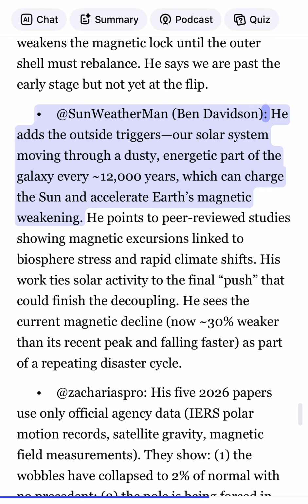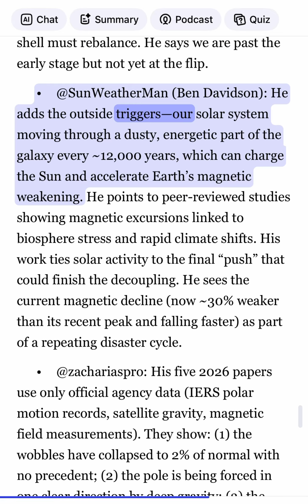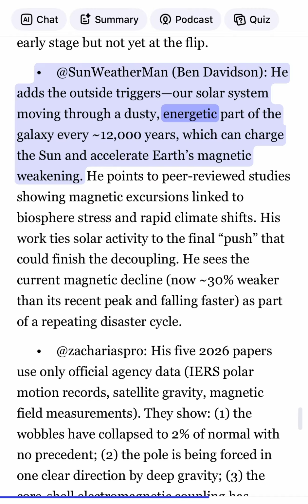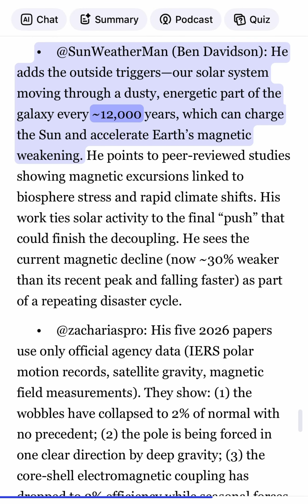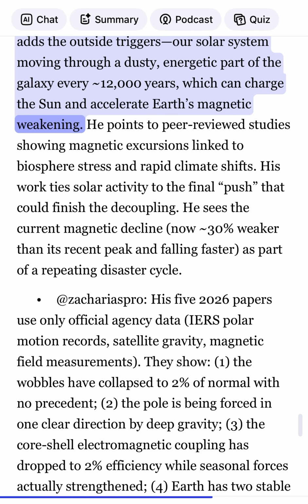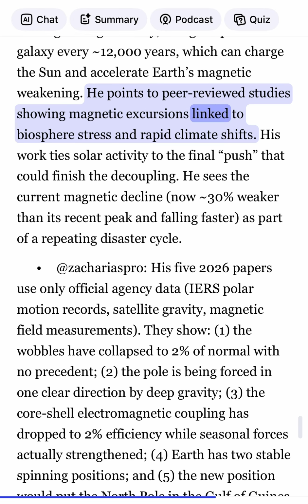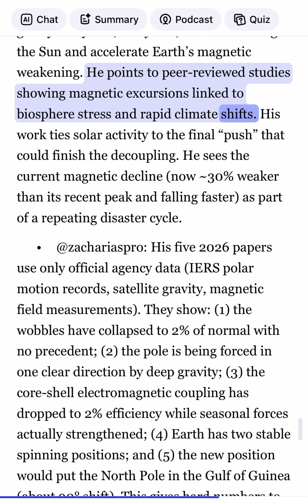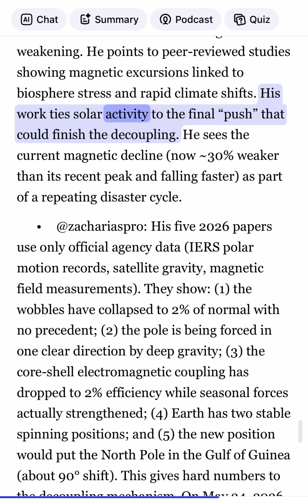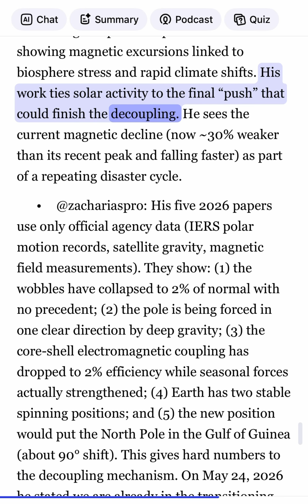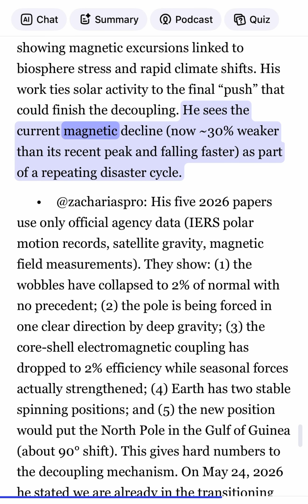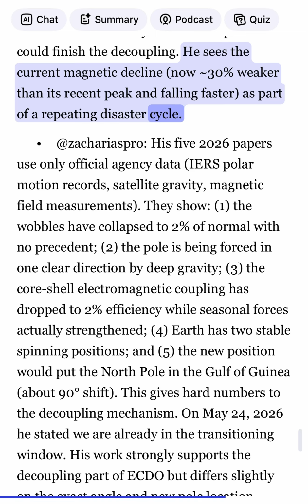At Sunweatherman, he adds the outside triggers: our solar system moving through a dusty, energetic part of the galaxy approximately every 12,000 years, which can charge the sun and accelerate Earth's magnetic weakening. He points to peer-reviewed studies showing magnetic excursions linked to biosphere stress and rapid climate shifts. His work ties solar activity to the final push that could finish the decoupling. He sees the current magnetic decline as part of a repeating disaster cycle.